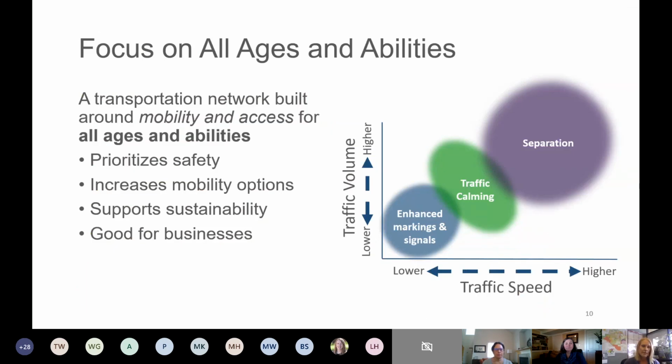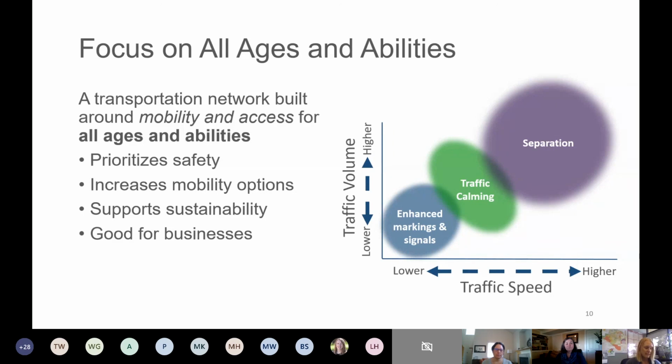I talked a little bit about the all ages and abilities, and again, this was a lens that we used throughout our entire process, and we continue to use as we're looking at projects as we evaluate them. We're looking at improving our system to prioritize safety and increase mobility options, support sustainability, and that also supports our businesses.